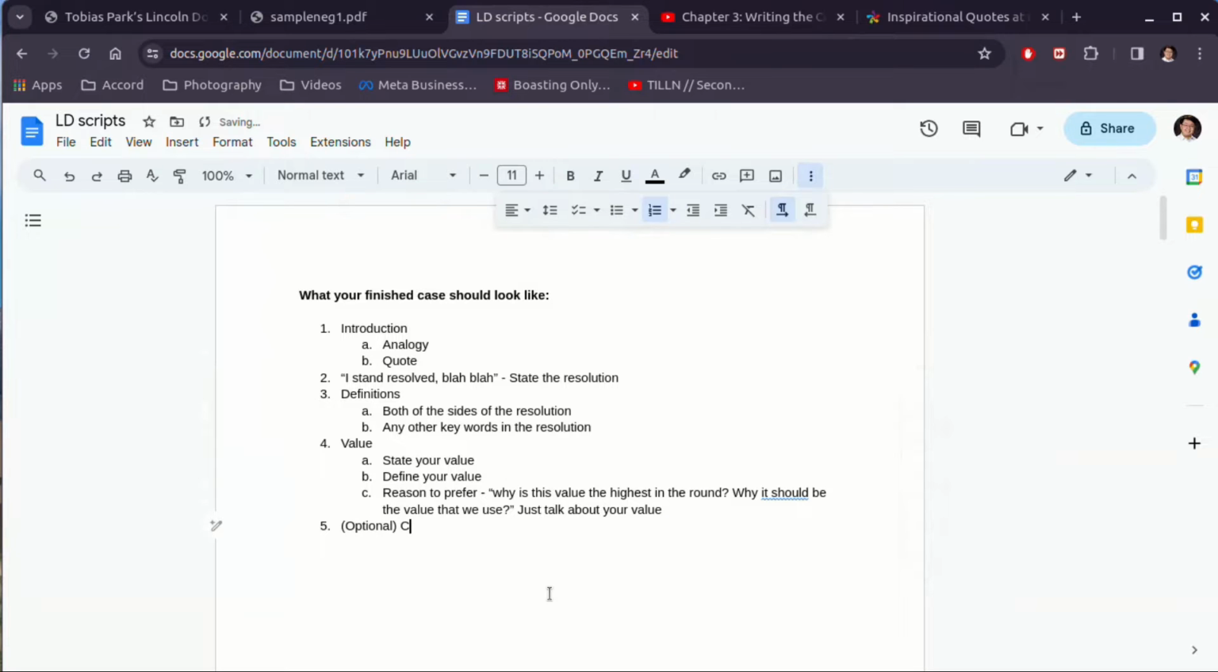Optionally, if you have a criterion, you'll state your criterion, and you'll do the same steps as with your value. So if you have a criterion, you'll state it, you'll define it, you'll explain how the criterion links to the value. And then you'll go into your contentions. Basically you'll have 2 or 3 main contentions, but you'll want to have one contention talking about why your side of the resolution leads to your value, and why your opponent's side does not.